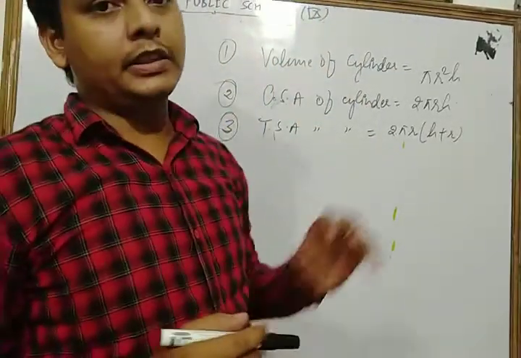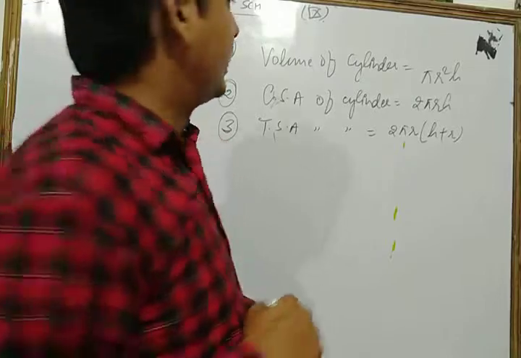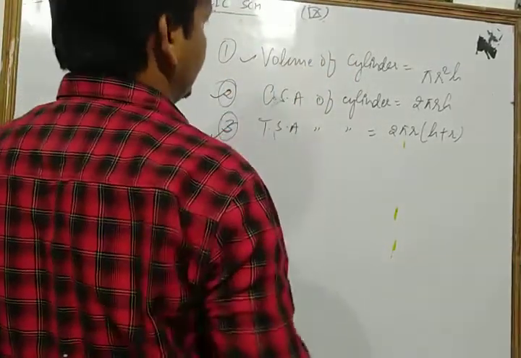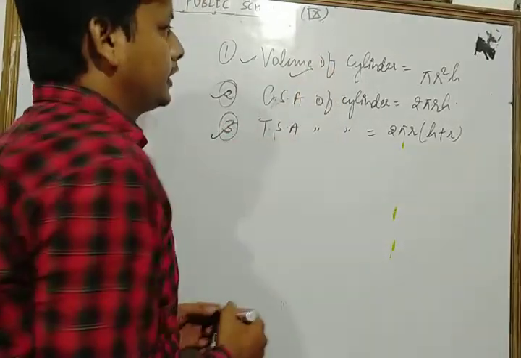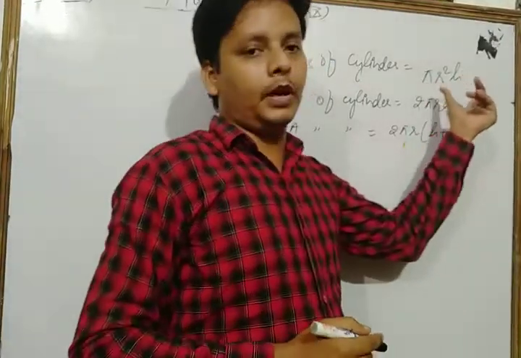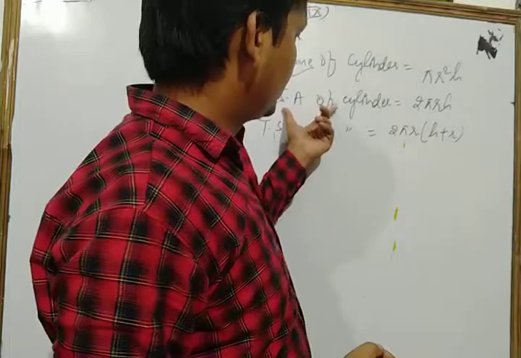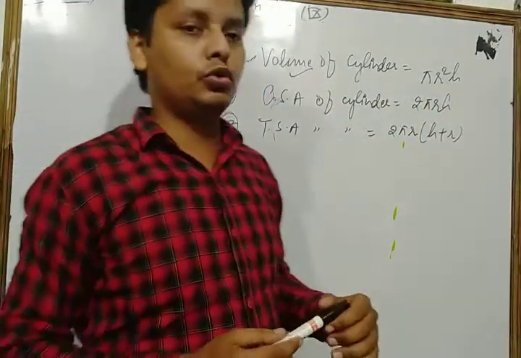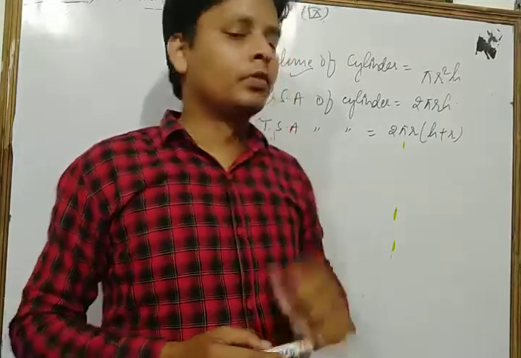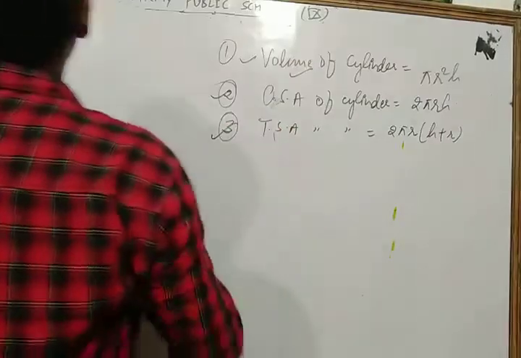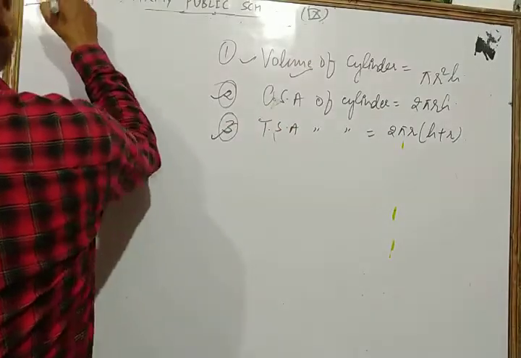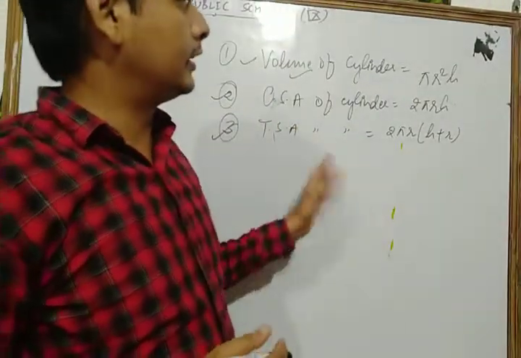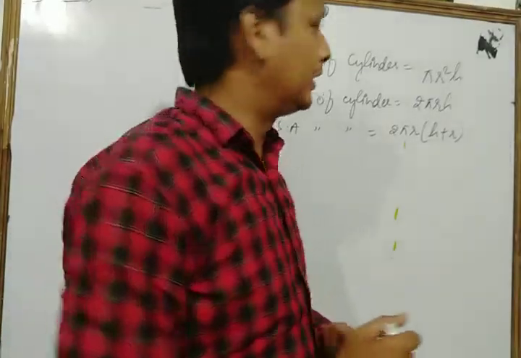In the previous class we discussed the cylinder and three formulas for the cylinder: the volume of the cylinder, which is pi r square h, the curved surface area of the cylinder, that is 2 pi r h, and the total surface area of the cylinder, which is 2 pi r in bracket h plus r. Today we take some questions based on the cylinder and solve them. Let's see.